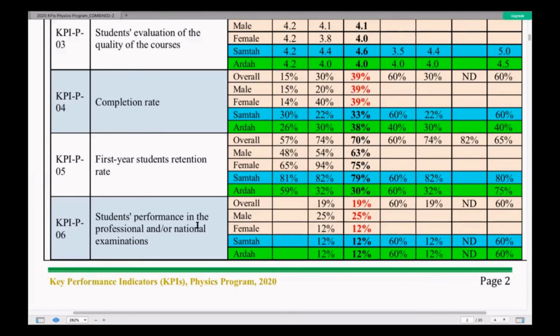The student performance in the professional or national examination that we got last year. I think this year we still don't have the data, so we still use this. So overall is 19% only, male 20%, but female only 12%. So that means we need more improvement here.